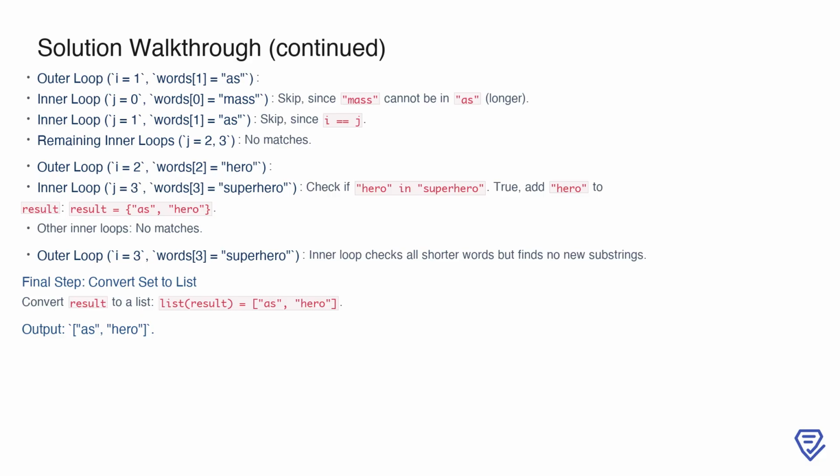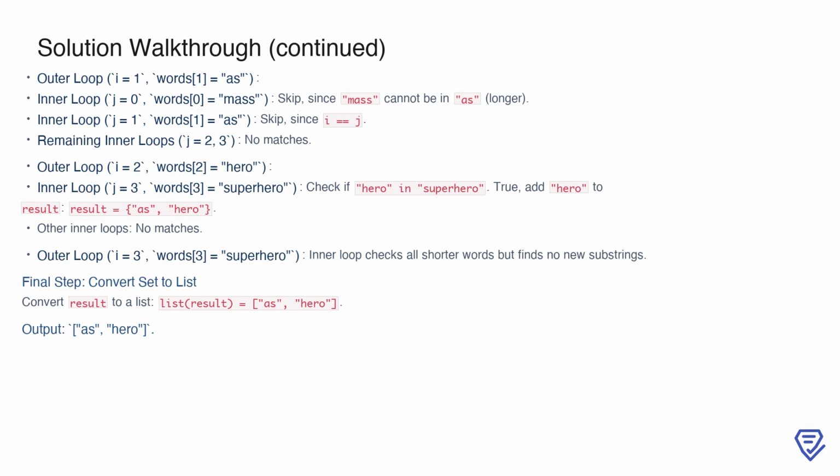Similarly, we skip comparing "as" to itself. The remaining inner loop checks against "hero" and "superhero", but neither contains "as", so no new substrings are added. Next, the outer loop moves to "hero" at index 2. Here, we find that "hero" is a substring of "superhero", so we add "hero" to result. Other comparisons for this word find no matches.